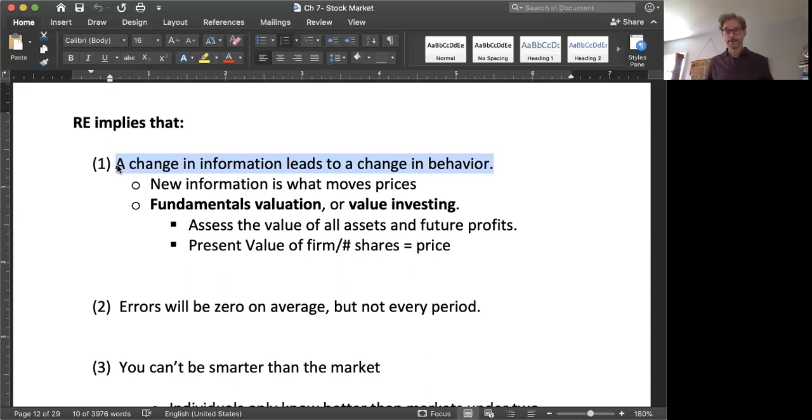Once that information becomes available, everybody's going to change their expectation of G, or their expectation of the risk return, or their expectation of the future price, and they will adjust prices accordingly.